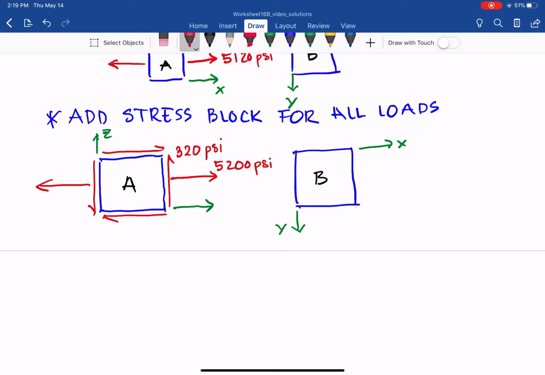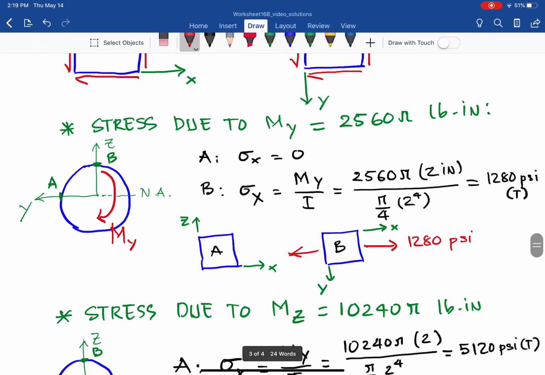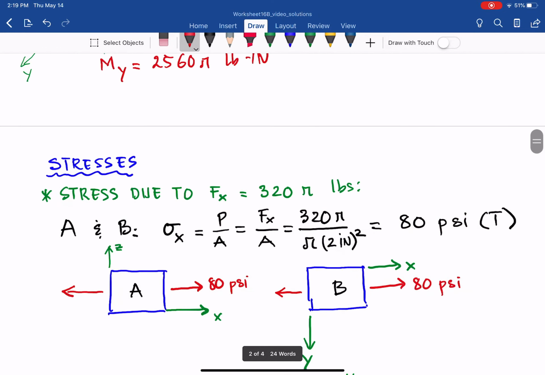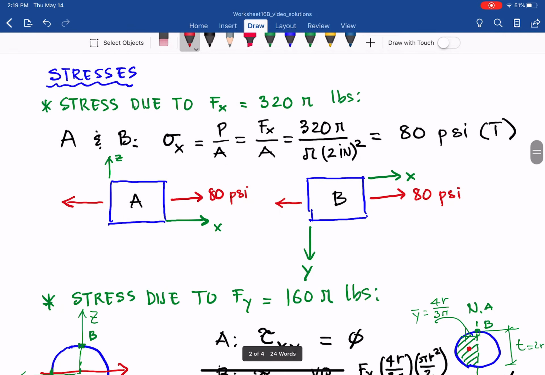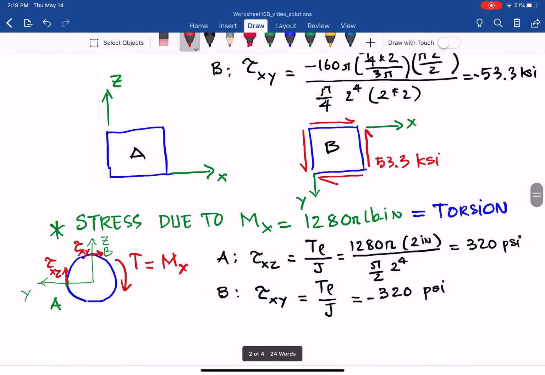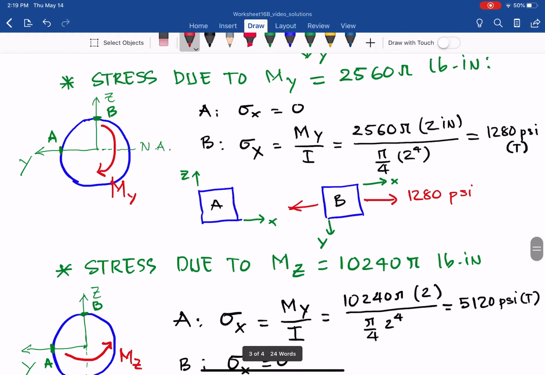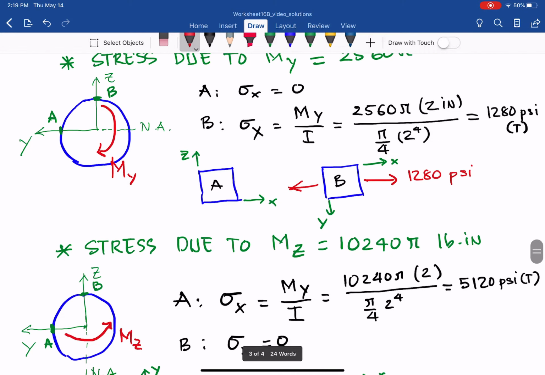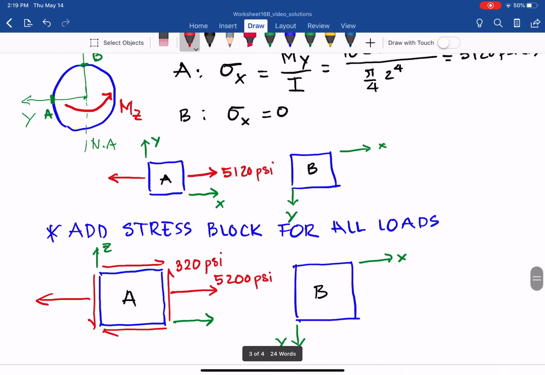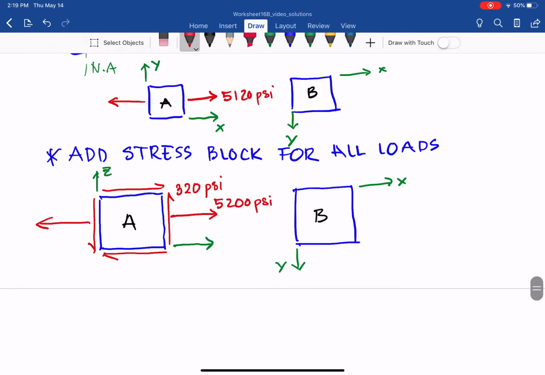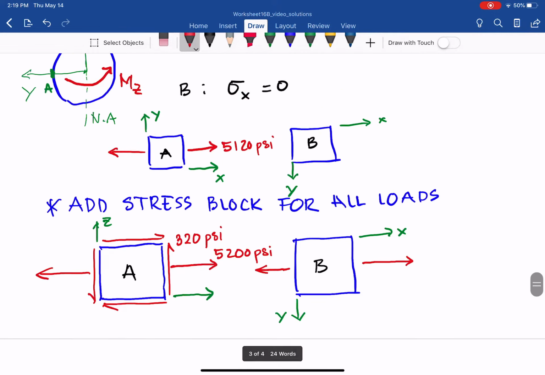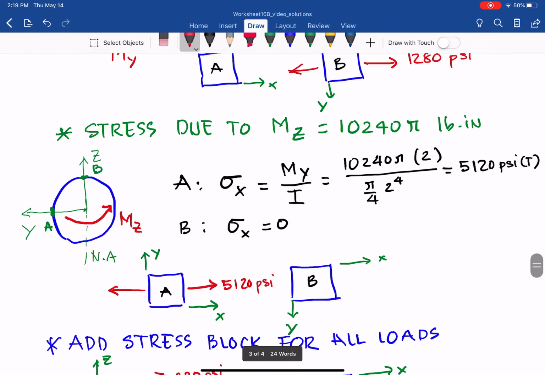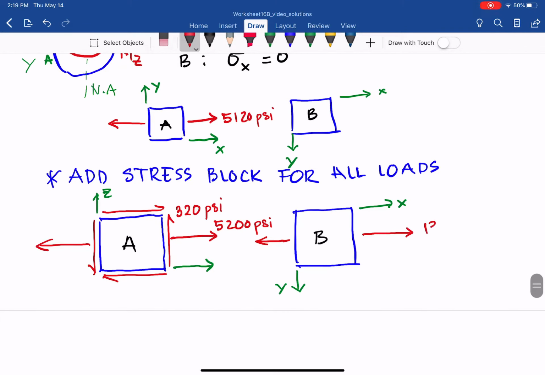So that is done for the stress block for point A, and similarly we do it for point B. Look for the normal stress first. 80 psi tension. This is shear stress, 1,280 psi, also in tension. So from that, in X, it will be here, 80 plus 1,280, so it will be 1,360 psi for sigma x.